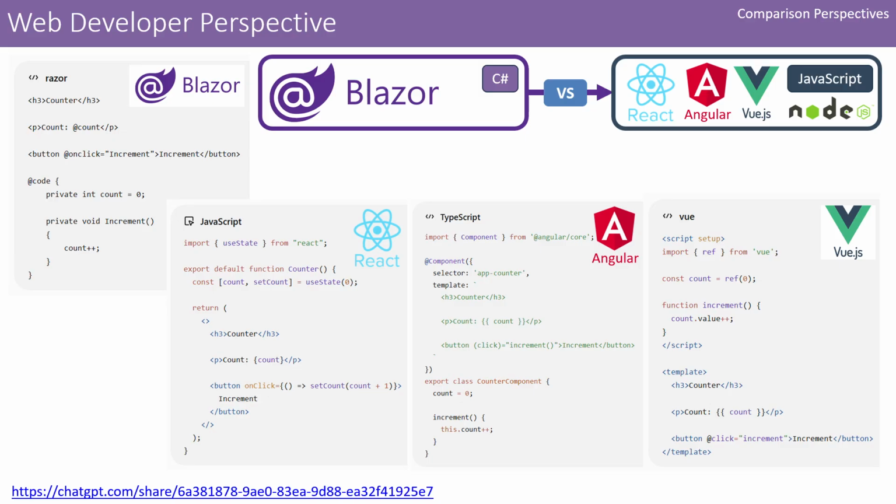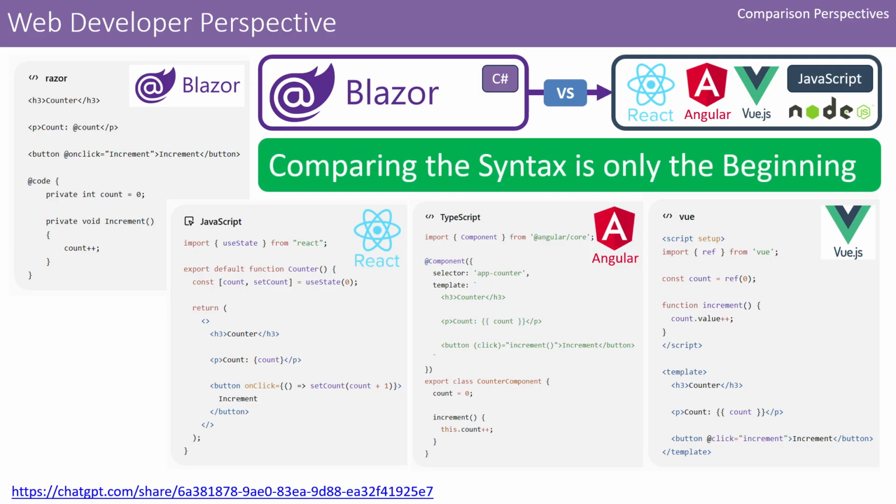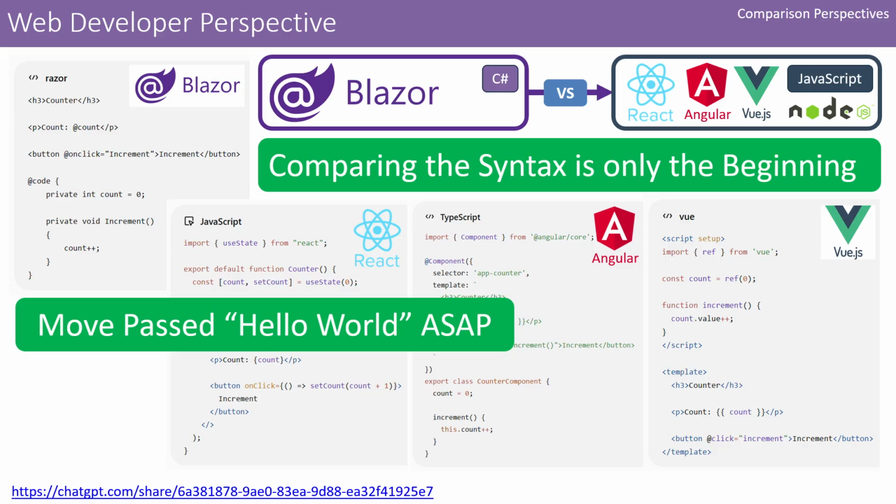And so many people get caught up here when it comes to evaluating Blazor, comparing the syntax of Blazor versus React, Angular, and Vue, or just raw JavaScript, or another framework. That's just the beginning. You really need to move past these hello world or hello counter examples as soon as possible if you're truly evaluating Blazor.